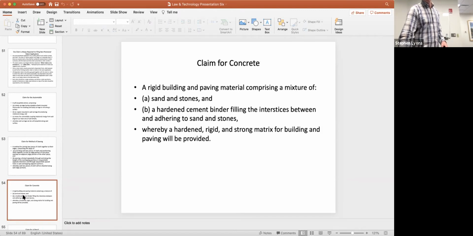Well, here's a claim for concrete for you material science students. A rigid building and paving material comprising a mixture of A, sand and stone, B, a hardened cement binder filling the interstices between and adhering to sand and stones, whereby a hardened, rigid, and strong matrix for building and paving will be provided. Simple, straightforward claim for concrete.